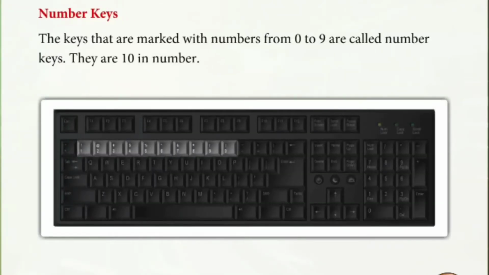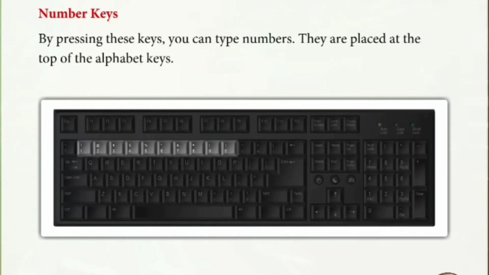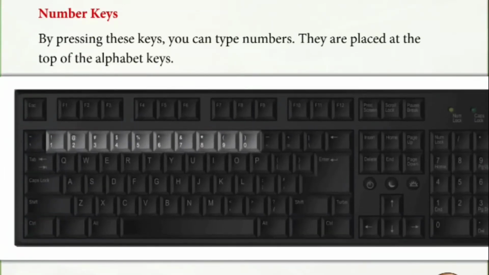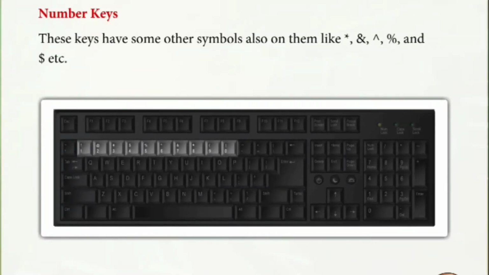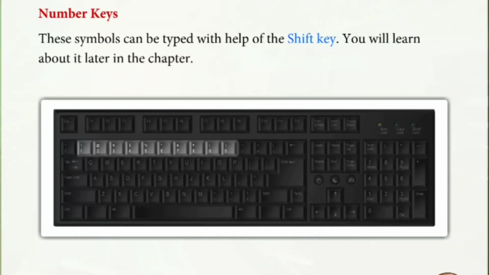Number keys. The keys that are marked with numbers from 0 to 9 are called number keys. They are 10 in number. By pressing these keys, you can type numbers. They are placed at the top of the alphabet keys. These keys have some other symbols also on them, like asterisk, caret, percentage, and dollar, etc. These symbols can be typed with the help of the Shift key. You will learn about it later in the chapter.